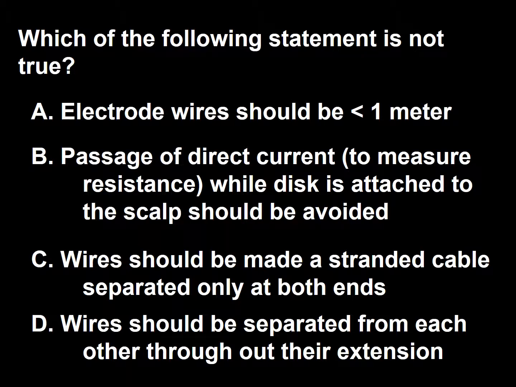The next question is, which of the following statements is not true? A, electrode wires should be less than 1 meter. B, passage of direct current to measure resistance while the disc is attached to the scalp should be avoided. C, wires should be made a strand cable separated only at both ends. D, wires should be separated from each other throughout their extension.